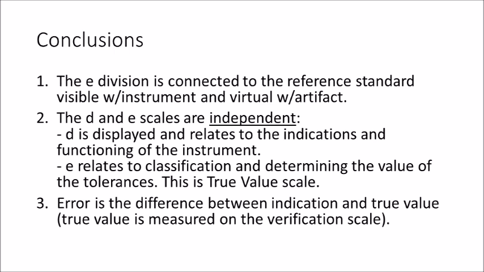And then finally, error is the difference between the indication and the true value, and the order in which you subtract one from which depends on whether you're doing delivery error or indication error. And the true value is always measured on the verification scale.